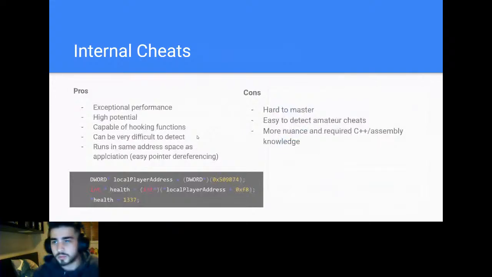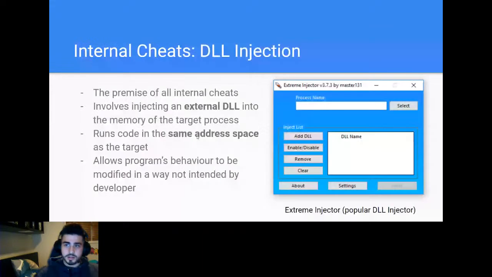Okay. And so DLL injection, like I mentioned, is the most common technique of deploying these cheats. It's the premise of every internal cheat. It involves injecting an external DLL into the memory of a target process. The code will run in the same address space as the target. It allows a program's behavior, so the target program, to be modified in a way that wasn't intended by the original developer of the program. And this is what we want.